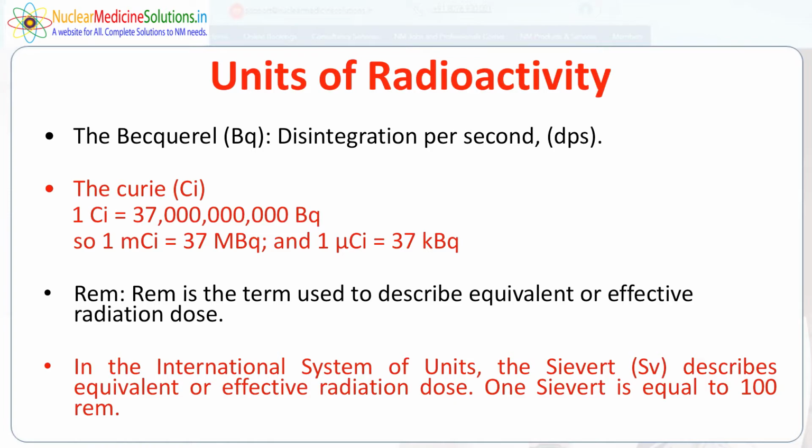The second important unit is REM, Röntgen equivalent man. REM is usually a term used to describe the equivalent or effective radiation dose. In the International System of Units, the SI unit, sievert is the unit of dose, which describes an equivalent effective radiation dose, and it is defined that 1 sievert is nothing but 100 rems, or 1 gray is 100 rads.